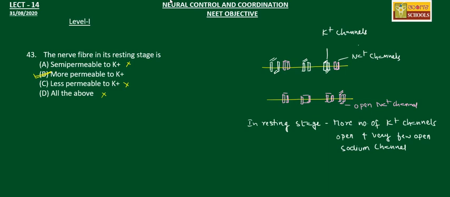Okay, so this is a closed sodium channel, closed sodium channel, and this is an open potassium channel. So you can see there are more potassium channels open, so hence the membrane will be permeable to more potassium ions. So the right option is B.